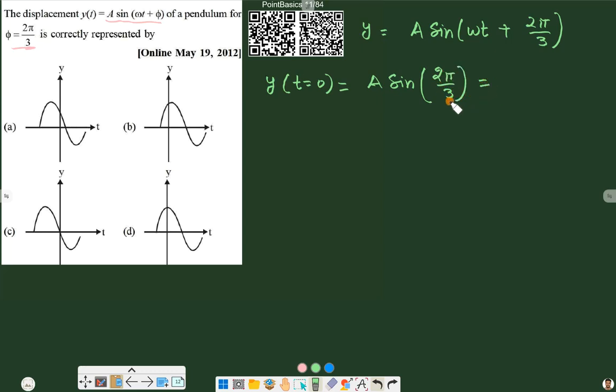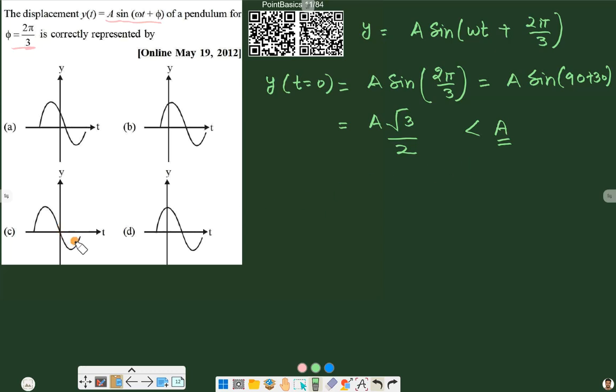Now sine 2 pi by 3 means sine 120 degrees, and sine 120 degrees can be written as sine of 90 plus 30, that is cos 30, and cos 30 is root 3 by 2. So it will be a into root 3 by 2. And if you know this value, root 3 is 1.73, divided by 2 that is 0.86, so less than a. So at time t equal to 0, the value of amplitude is slightly less than a, but not the maximum value or a zero value.